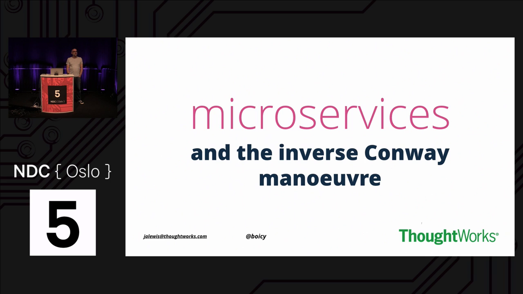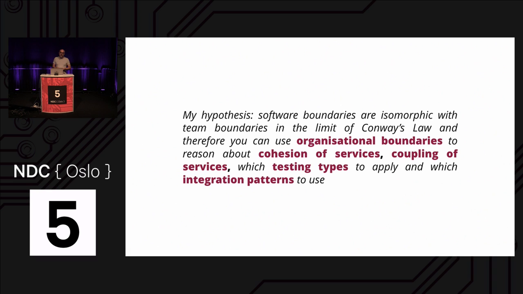So today I'm going to be talking about microservices and the inverse Conway manoeuvre. This is about using organizational units within companies to reason about software development and software systems, and how we can use those structures, and use software itself as well, to reinforce various key properties that we like about software. So this is my hypothesis. Software boundaries are isomorphic with team boundaries in the limit of Conway's law, and therefore you can use organizational boundaries to reason about cohesion of services, coupling of services, which testing types to apply to services, and which integration patterns we should use between services.